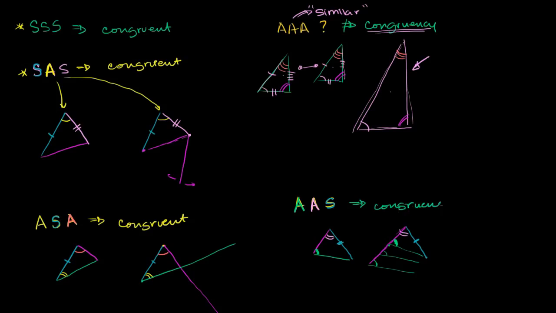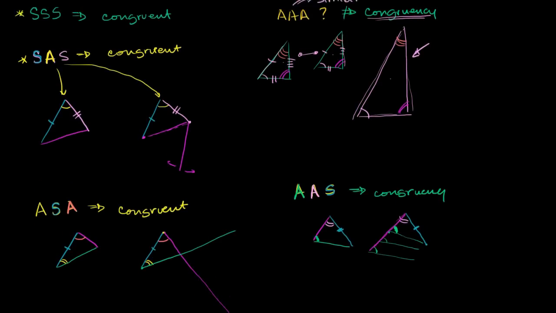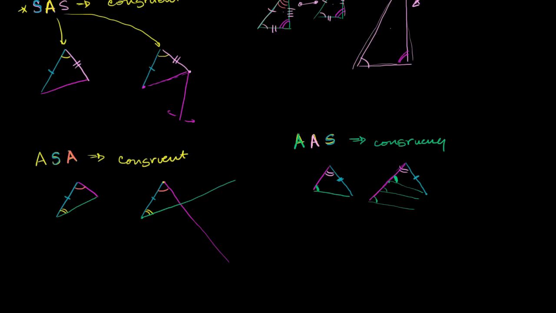So let's just do one more just to try out all of the different situations. What if we have, and I'm running out of a little bit of real estate right over here at the bottom, what if we tried out side, side, angle? So once again, draw a triangle. It has one side there, it has another side there, and then another side.